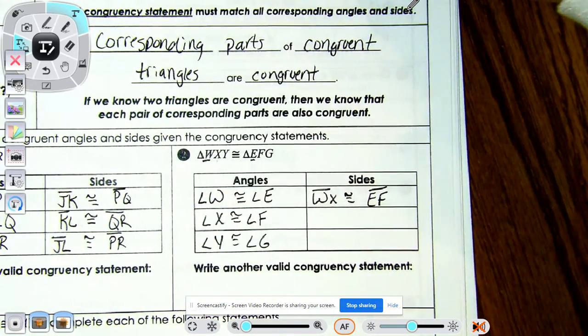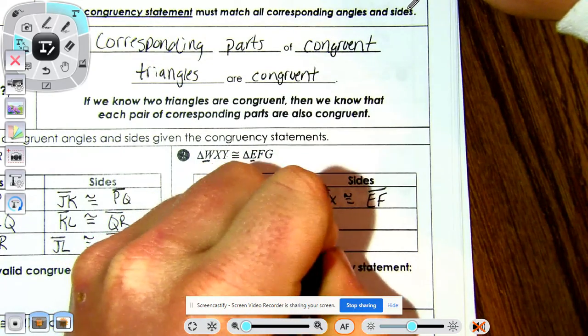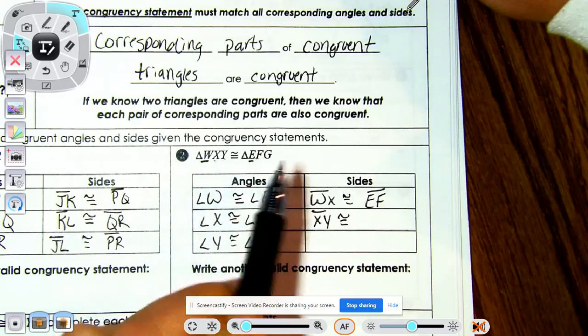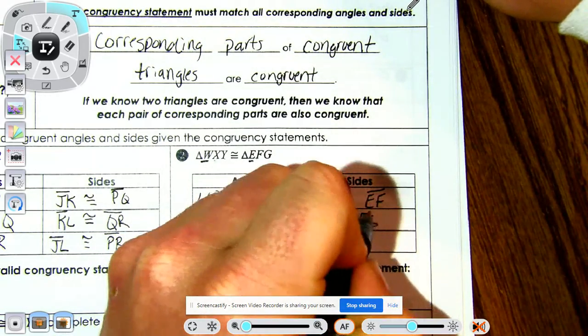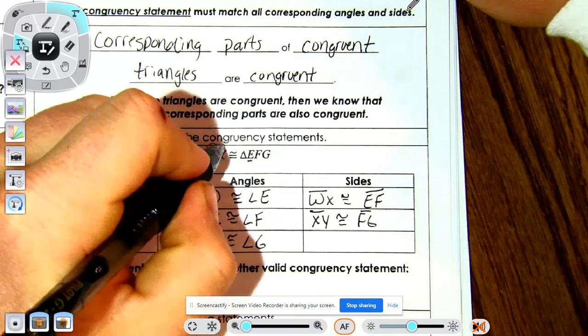My next side I would make would be XY. What is that going to be congruent to? XY was the last two. Same thing here, FG. My last congruent side, if I went WY, go EG.